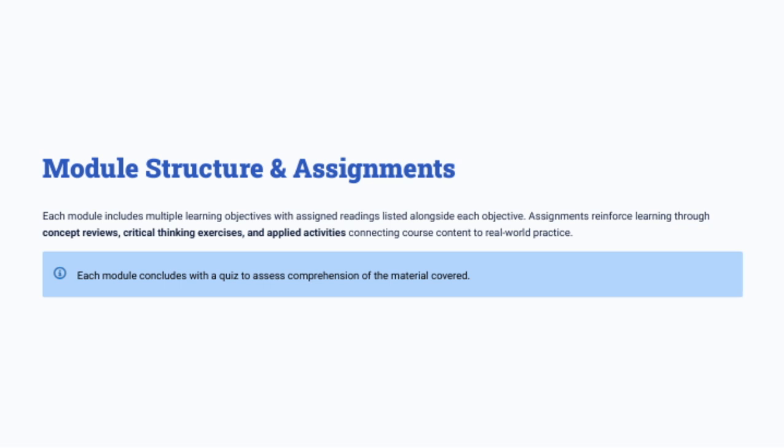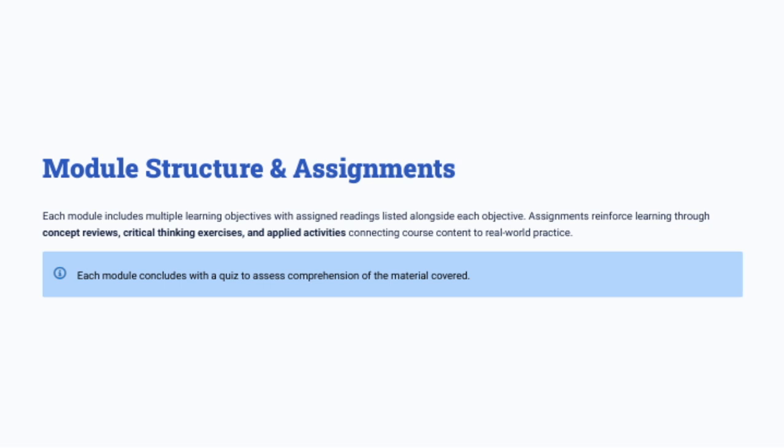To really solidify your knowledge, there are various assignments included, things like concept reviews, critical thinking exercises, and applied activities. These are not just busy work. They're meant to connect the course content to real-world practice, making your learning both practical and relevant.